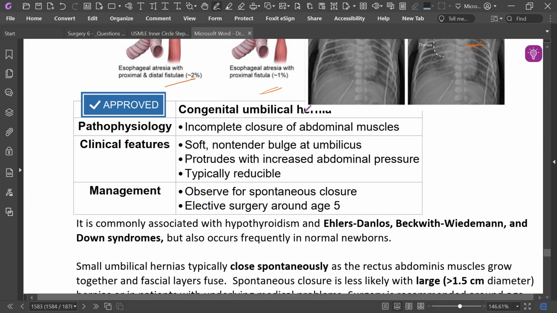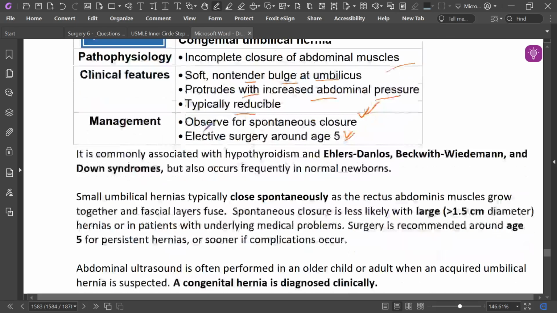Umbilical hernia: there is incomplete closure of the abdominal muscle. It is a soft, non-tender bulge at the umbilicus, it protrudes with increased abdominal pressure, and it is typically reducible. Management is to observe for spontaneous closure, with elective surgery at around age 5.